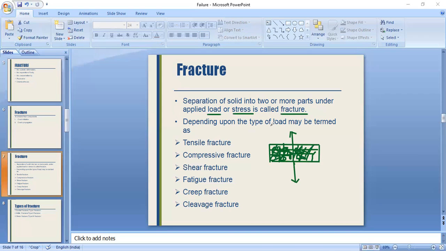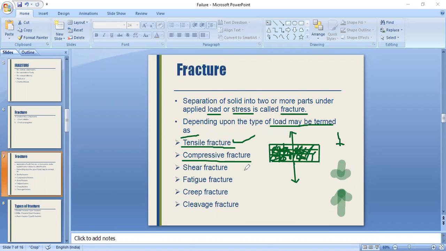So depending upon the type of load, fracture may be termed differently. When we apply tensile load on any material, and it faces a fracture, that type of fracture we are going to call it as a tensile fracture. And next one is compressive fracture. In compressive fracture, the load will be compressive, and due to that, fracture is going to take place on the material.